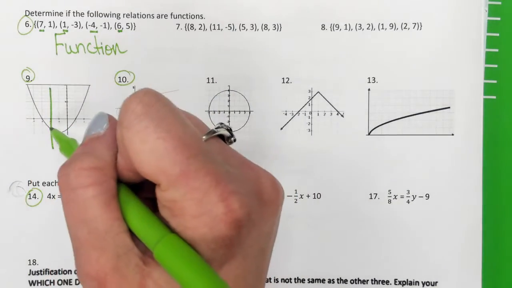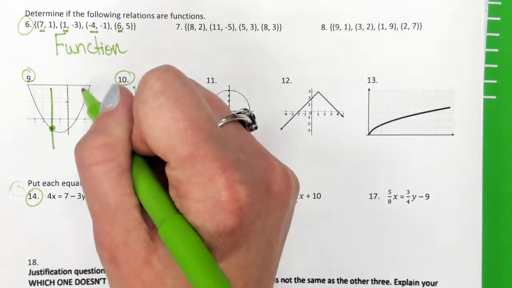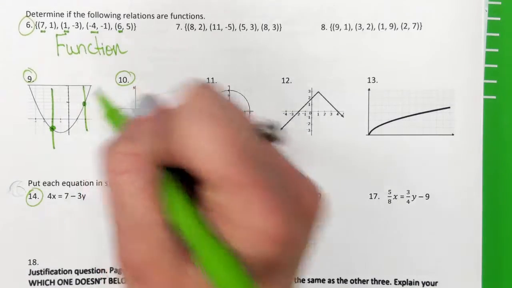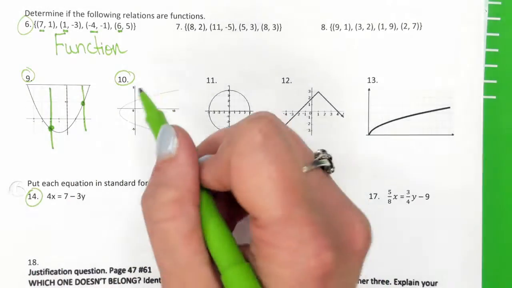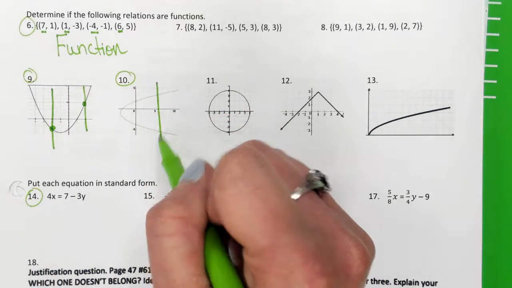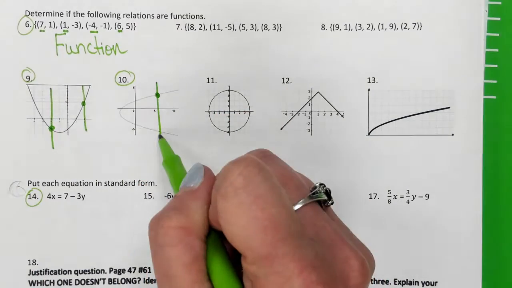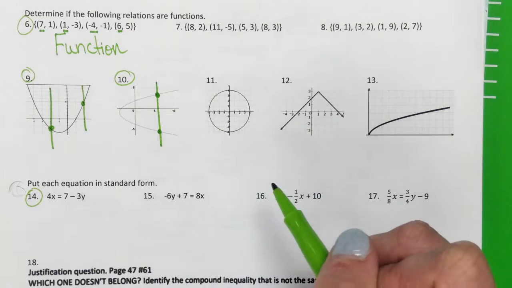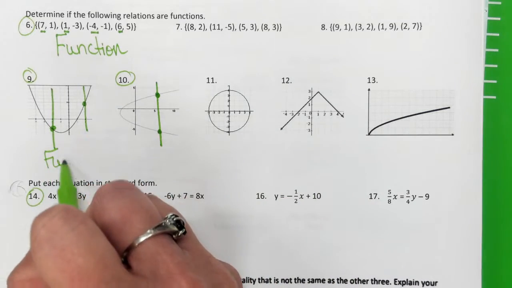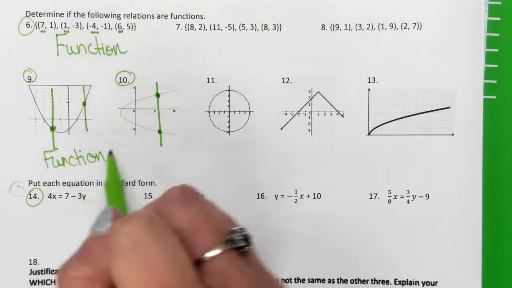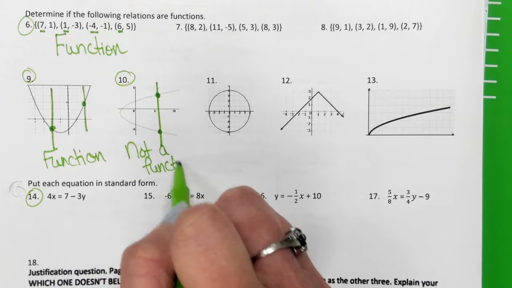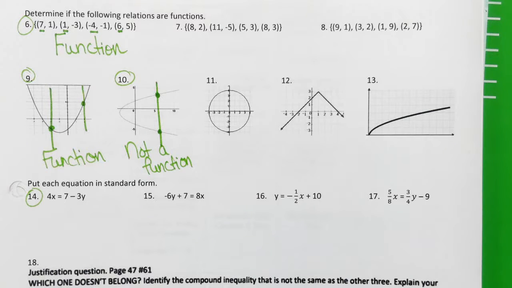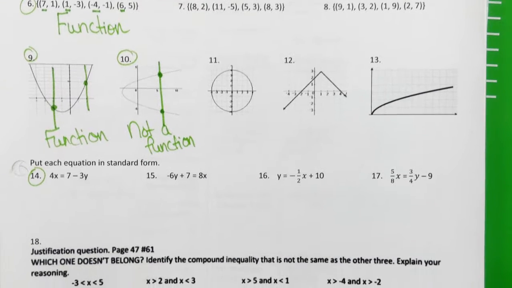So when we do a vertical line test, it only has to hit the vertical line once. No matter where you draw the vertical line, you can only hit it once. But number 10, do you see how when you draw the vertical line, it hits twice? So number 9 is a function, and number 10 is not a function. Y'all okay? All right.